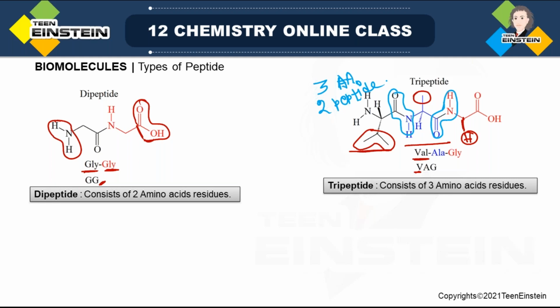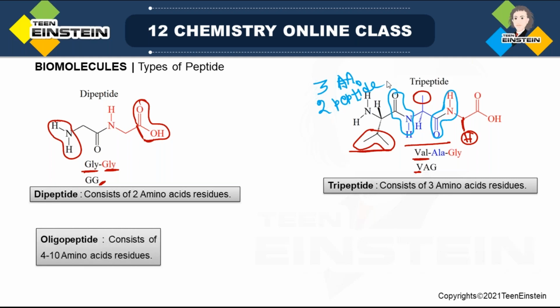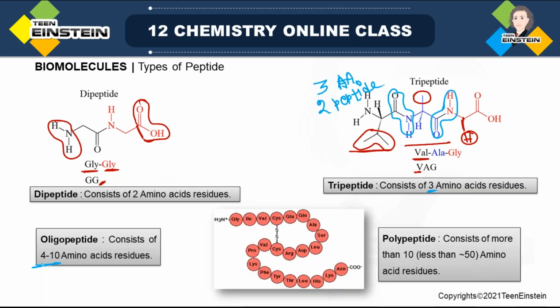Okay. Next possibility, now directly we are going to oligopeptide, that is tetra, penta, that is also possible, but individual names are not given. Once it is crossing the value 3, if it is more than 3, then we will call it oligopeptide. So when there are total 4 to 10 amino acid residues, we consider them as oligopeptide. But if it consists of more than 10 and less than around 50, then it will be called polypeptide. Fine. So remember, oligo is up to 10. If it is beyond 10 but lesser than around 50, because next we will see what is protein, then you will understand the difference between protein and polypeptide.